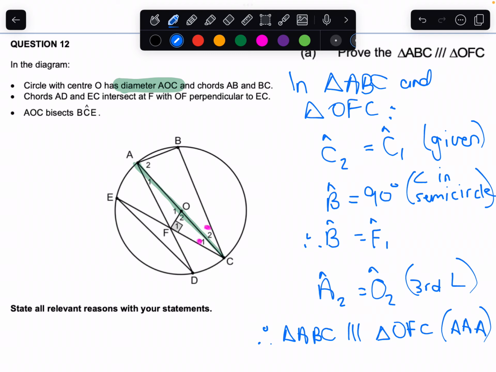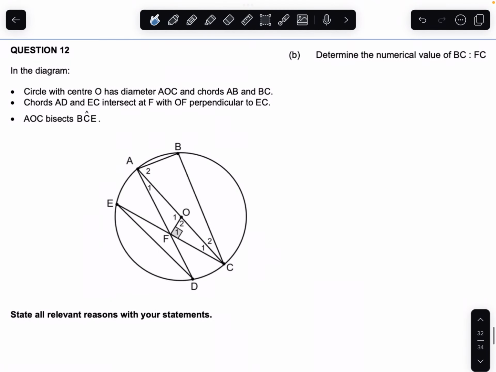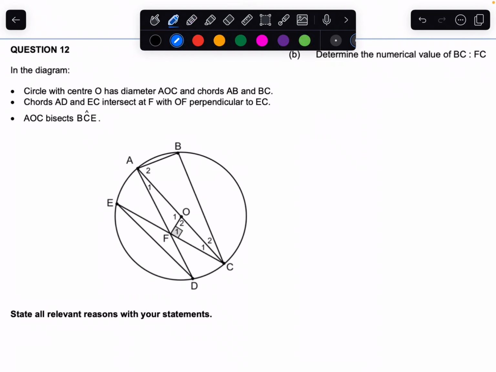I'm not really sure there's another way to go about it, or a shorter way to go about it. I think that's pretty much it. I'll see if the memo says anything interesting. Right, so let's just start by filling in what we have uncovered. So that's a 90. Those are equal. And we also now know that triangle ABC is similar to triangle OFC. Okay, cool.